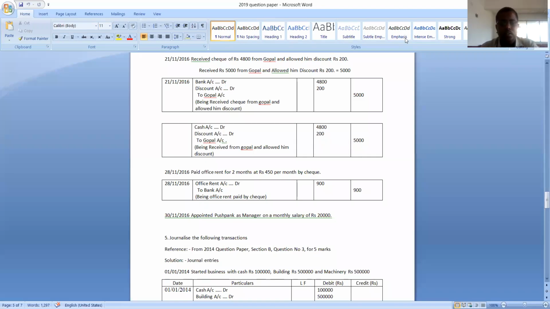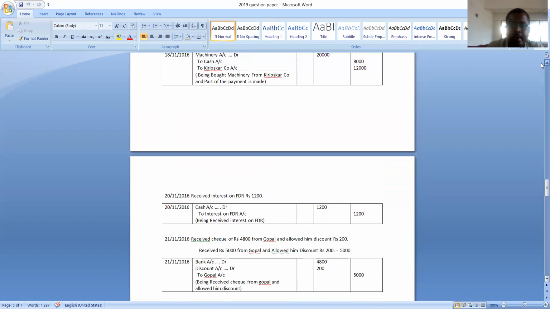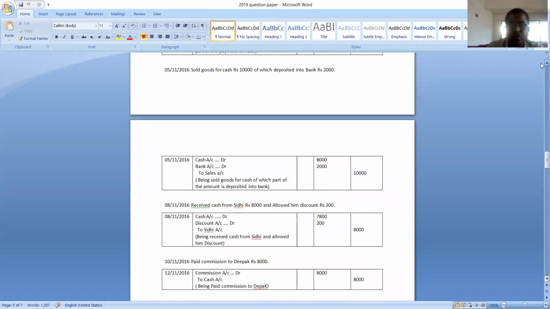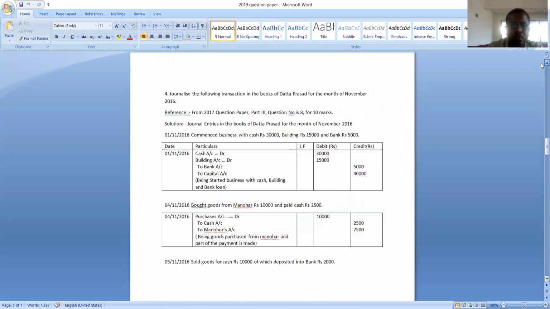Very good morning. In my previous class, we have solved two problems on journal. One is from 2017 question paper, and another one is from 2014 question paper. Today, we'll solve two more problems on journal.